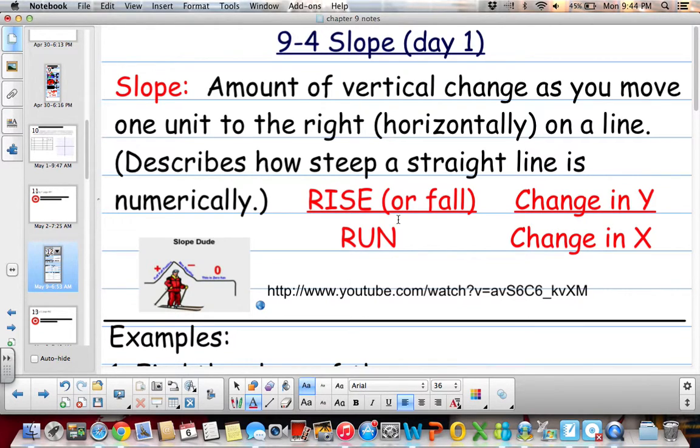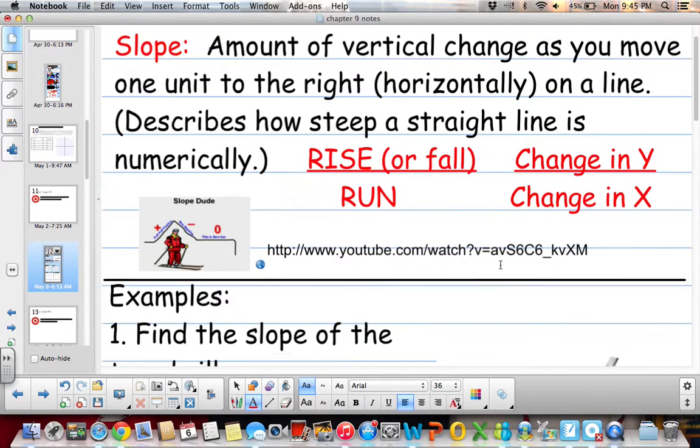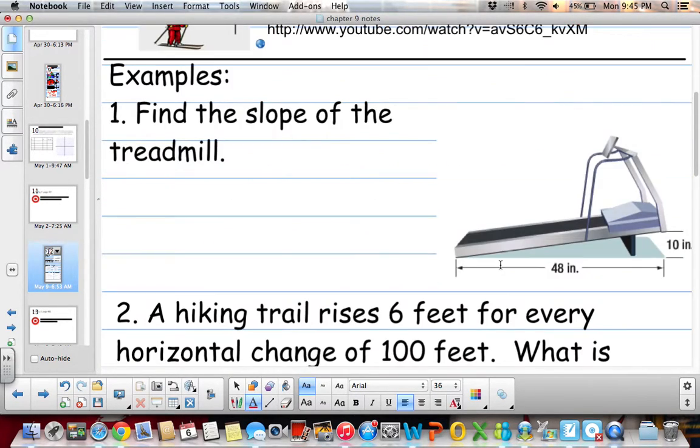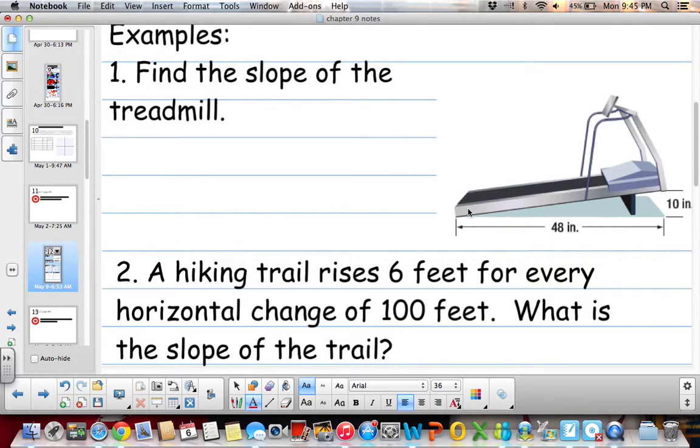So the way that we find slope is the rise or fall over the run. So basically the change in y over change in x. So today we're only going to work on finding slope from a picture and from a graph.